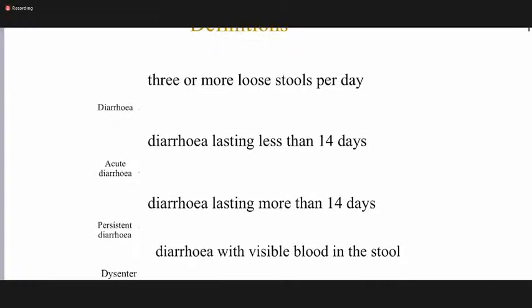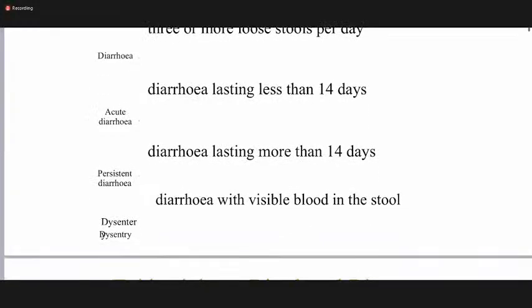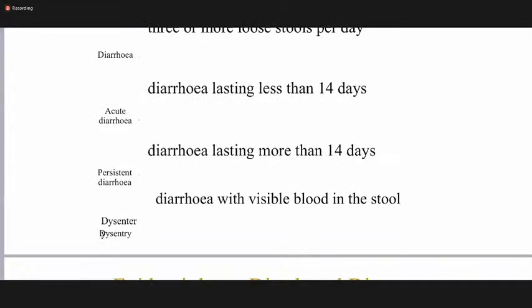Then acute diarrhea is diarrhea of less than 14 days. If it's more than 14 days, it becomes persistent, or some call it chronic diarrhea. And dysentery is diarrhea with blood in the stool. That's dysentery. It's as simple as that. Okay, next slide, please.